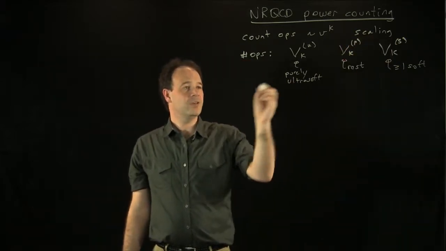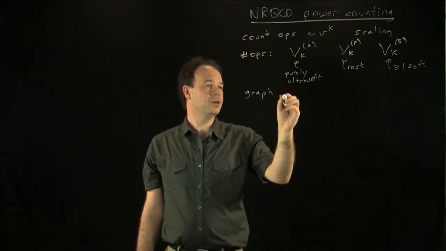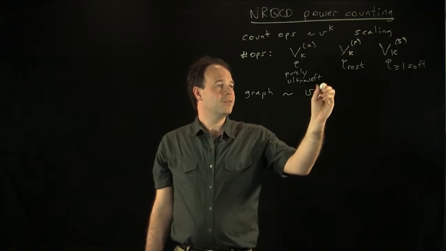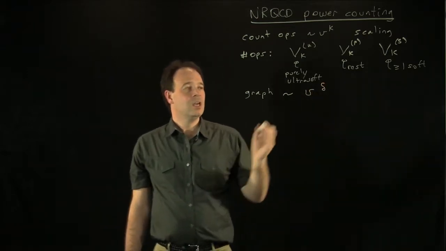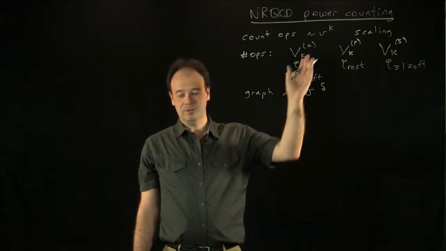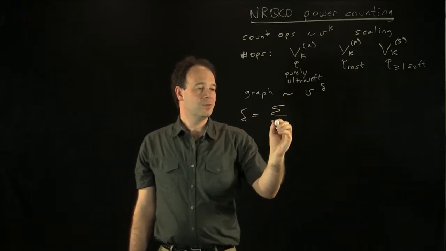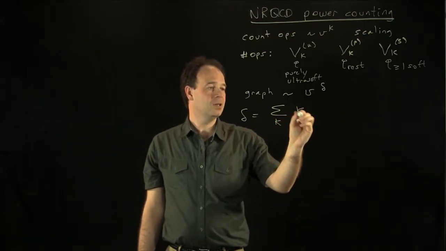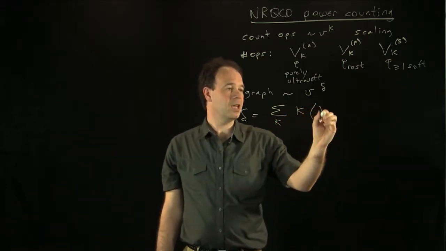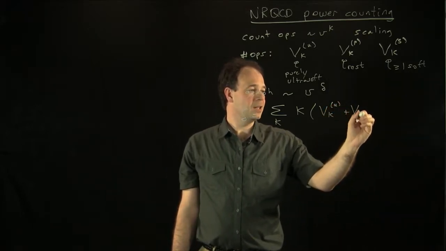All right, so once we have that enumeration, then we can do the following. If we want to think about any graph in the theory, we can say the graph is going to be of order v to the delta, where delta gets contributions from different things. One of the things it gets contributions from is just the operators. So let's write a formula for delta. We sum over all the different k's. And each time we insert an operator, we get a k. And it doesn't matter what type that operator is. So we just add these indices up.